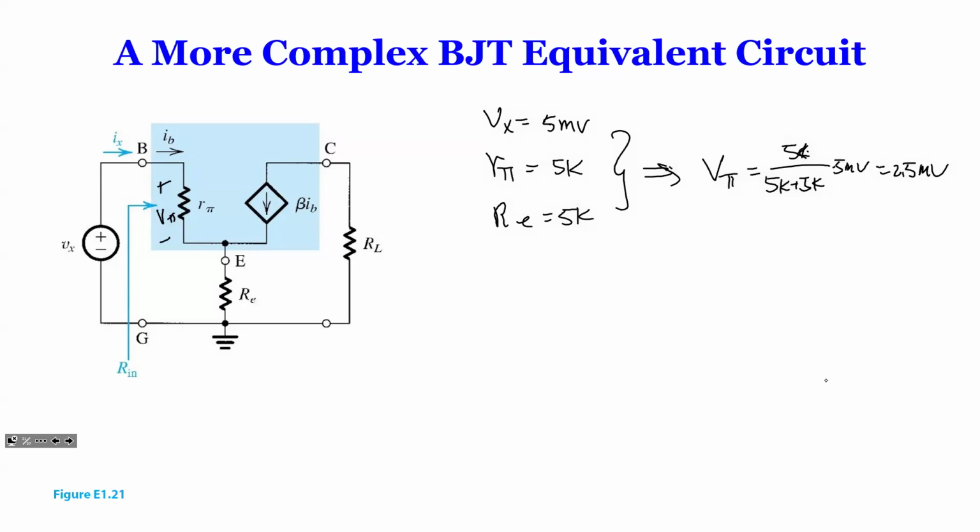Is it right? No. Why not? They're in series, yeah? All that would be if it was only receiving current from VX, but it's also receiving current from VI. The problem is that RE is not in series with R pi. There's another branch coming in, right? It's not purely that series. So then what do we do?